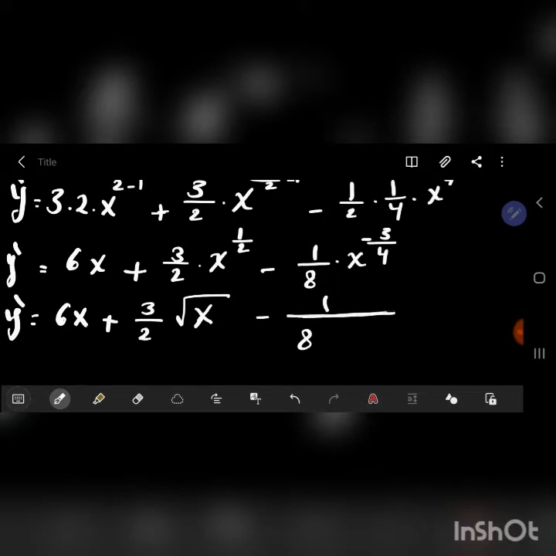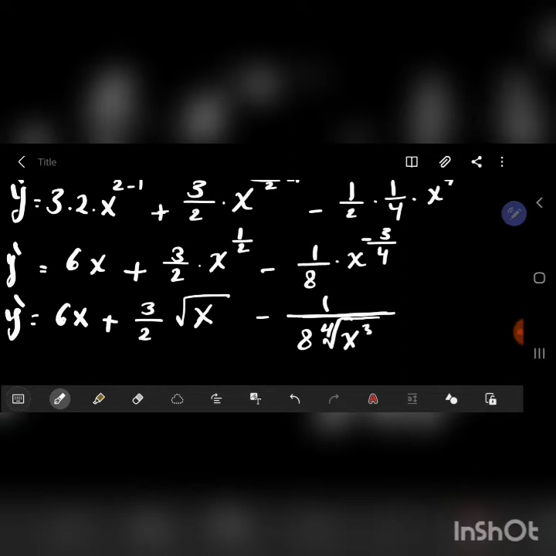I want to get rid of the negative power, so I will transform it from numerator to denominator, put it in the basic shape x to the power 3 under the fourth root. So this is the basic shape of the derivative of this function. It's very easy, only one step, and you can solve it by yourself.